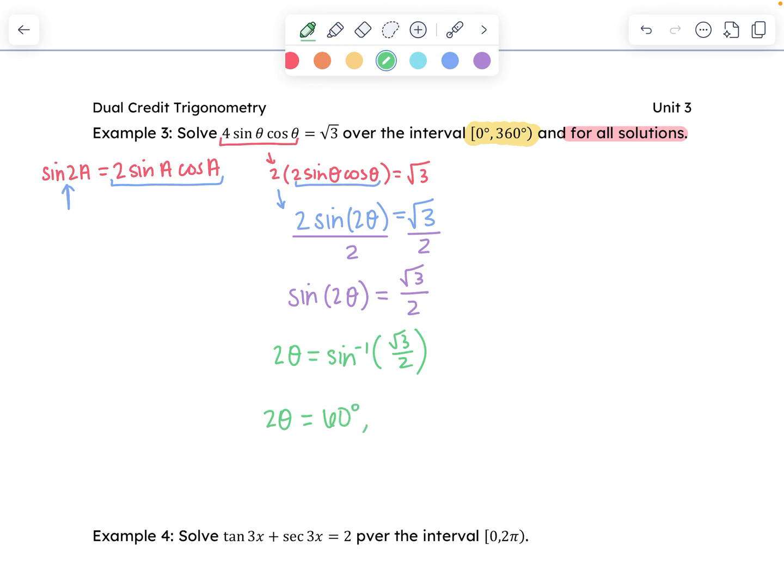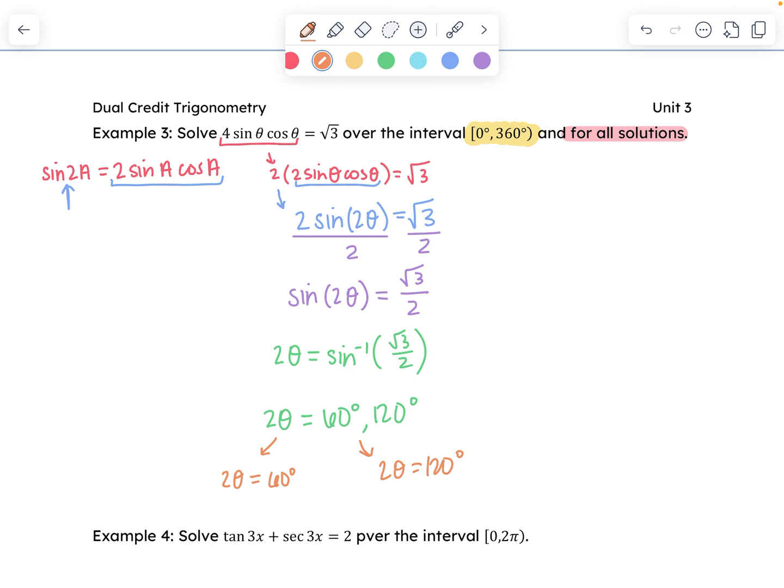And sine's also positive in quadrant 2. So that's 120 degrees. Remember, that's still 2 theta. So I've got to come over here and say that 2 theta is equal to 60 degrees, and come over here and say that 2 theta is equal to 120 degrees, and then actually solve for theta, get theta by itself.